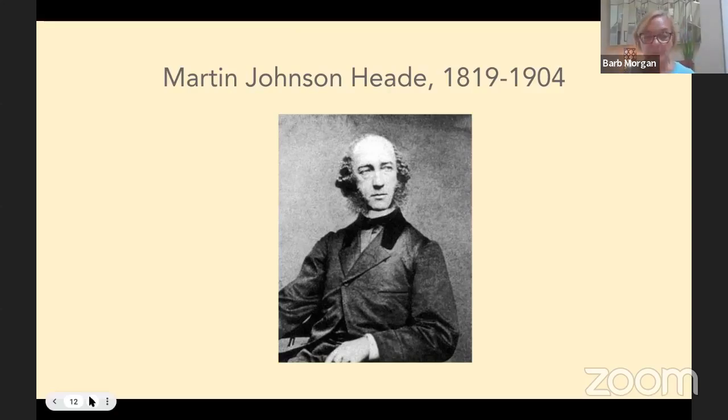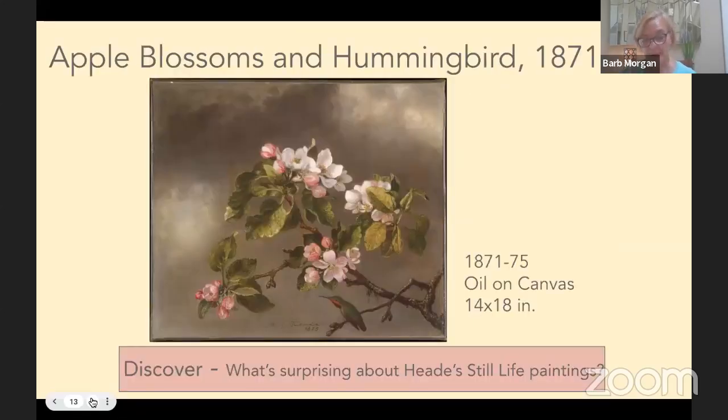So as we move on to the next one, here it is. The first still life is using the apple blossoms that I mentioned. The apple blossom one here is done in 1871, so it was done a few years after he started. I put it back in inches here. So this one is 14 by 18 inches.